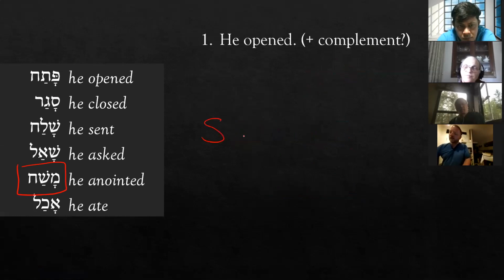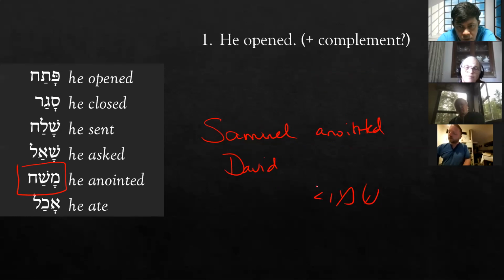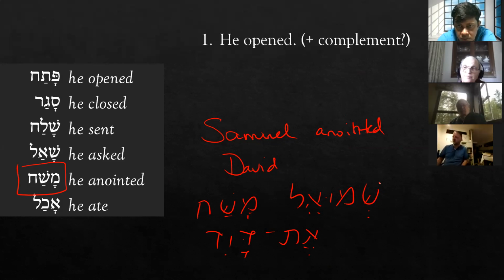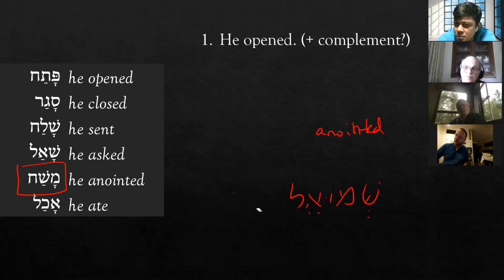So we could say that Samuel anointed David and Saul, right? King over Israel. So if we say he anointed David, we'd say Samuel, Shmuel, Mashach, et David. This is not the normal word order for the Bible, but this will work for us. Shmuel Mashach et David. Samuel anointed David. I believe that the actual form in the Bible would be Vayimshach Shmuel et David. It's the Vav consecutive. We also have Achal, he ate.